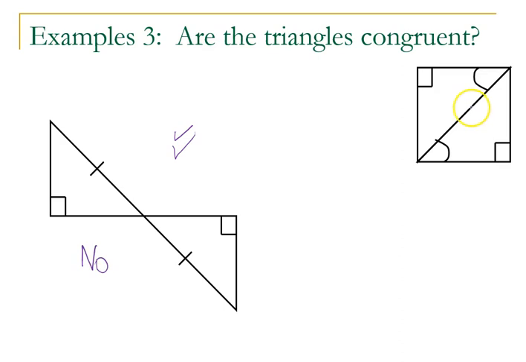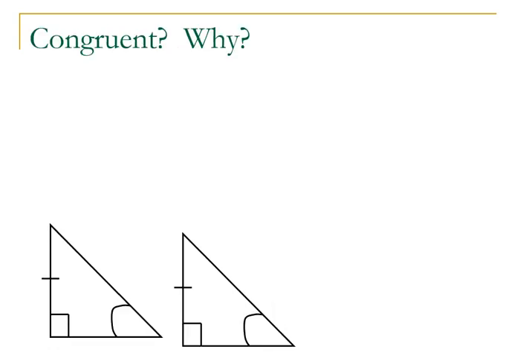Now if we look at this triangle, I know this is congruent to itself by the reflexive property. I don't have anything about legs, so I can't use HL, but I do have angle, angle, side. So I'm going to say yes by angle, angle, side. Now, this is those same two triangles, kind of a similar situation.